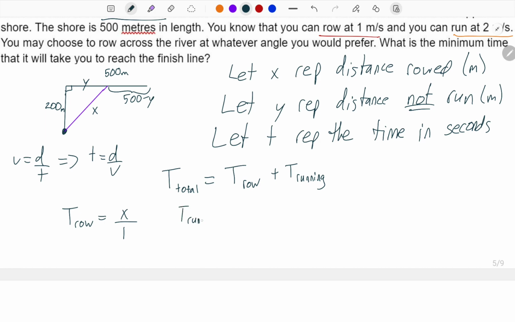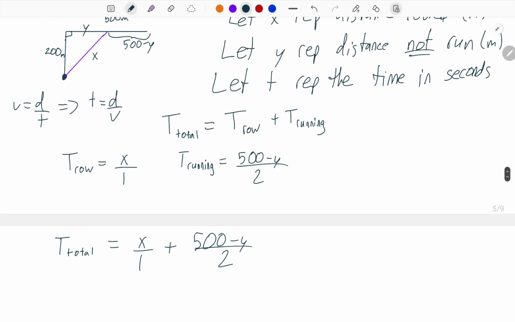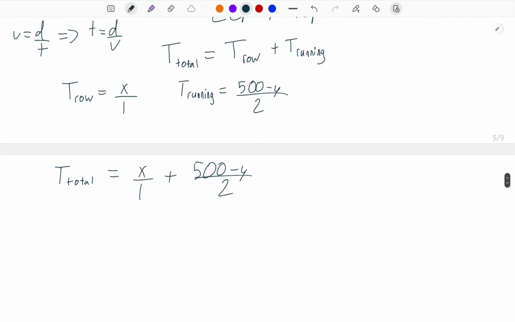And the time running, well, we're running for 500 minus y over a speed of 2. So there we have it, our two separate equations. So we can say that the total time is just going to be x over 1 plus 500 minus y over 2. So we're in a situation where we have two variables. We need to figure out how we can get the one variable in terms of the other. And that's where that right angle triangle is going to come into play.